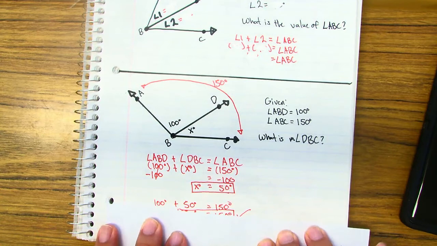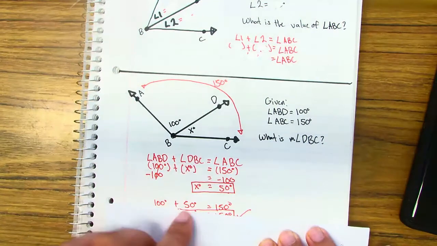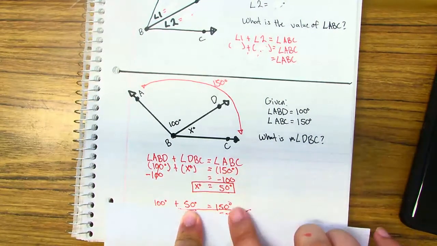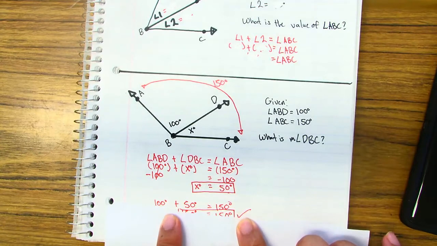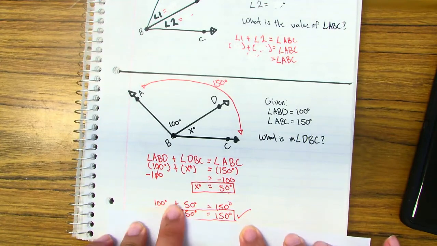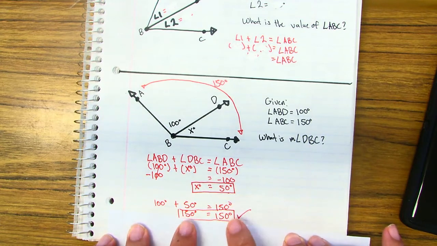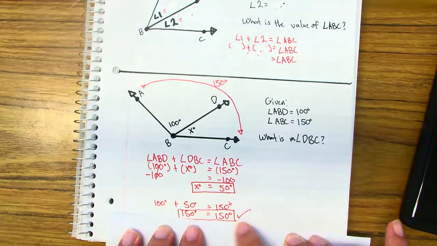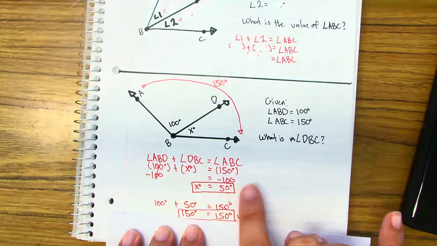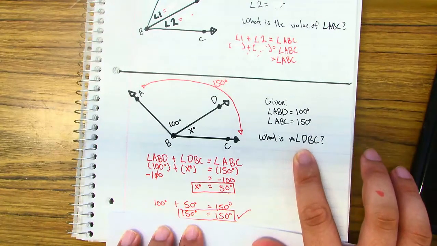Okay. The next step is we double check our work. We know the value of ABD is 100, the value of DBC is 50, and the value of ABC is 150. We want it to balance out to double check if our answer is correct. So 100 plus 50 equals 150. And drop down 150 here, and it should be balanced out. Okay. So we know that the equation balances out. We know that X equals 50 is our answer for the measurement of angle DBC.